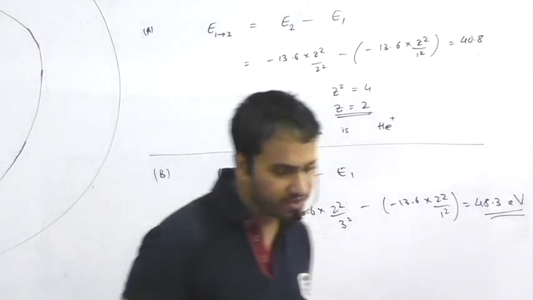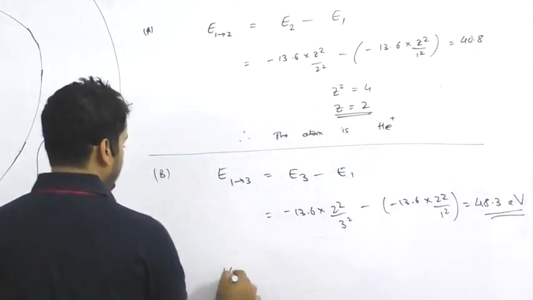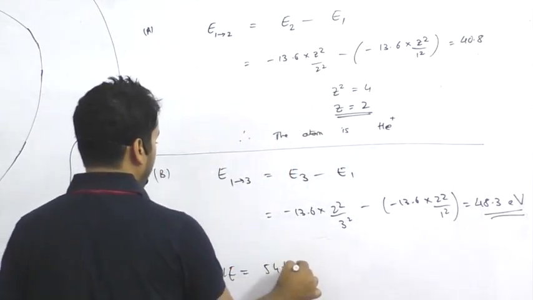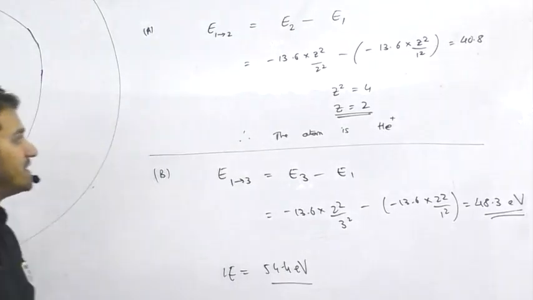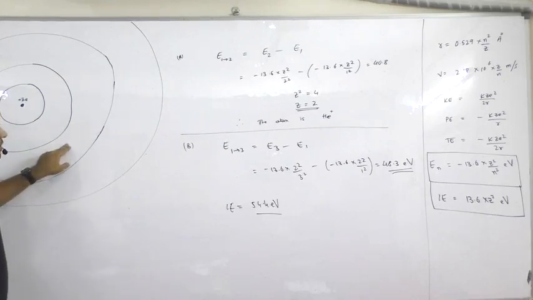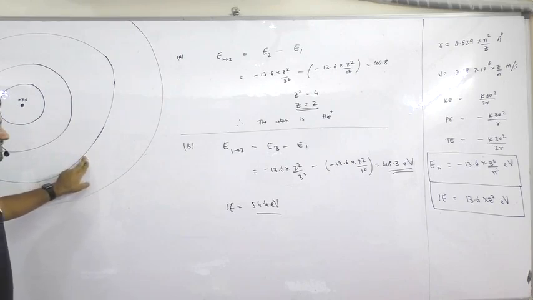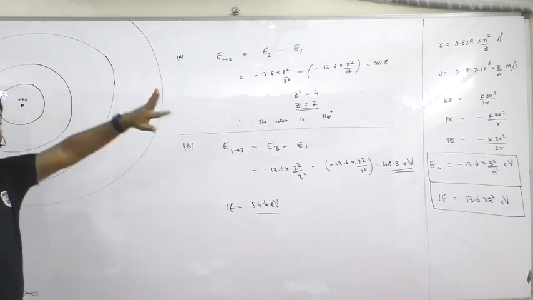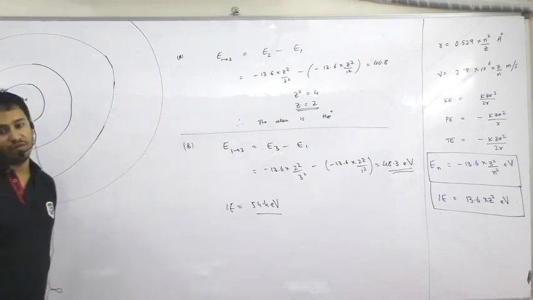And what is the third part? What is the ionization energy? Ionization energy we've already calculated before. It is 54.4 electron volts. Obviously the ionization energy is going to be more. 1 to 2 requires 40.8 electron volts. So 1 to 3 will obviously be more than that. It's 48.3. And 1 to infinity will obviously be more than that. It is how much? 54.4.